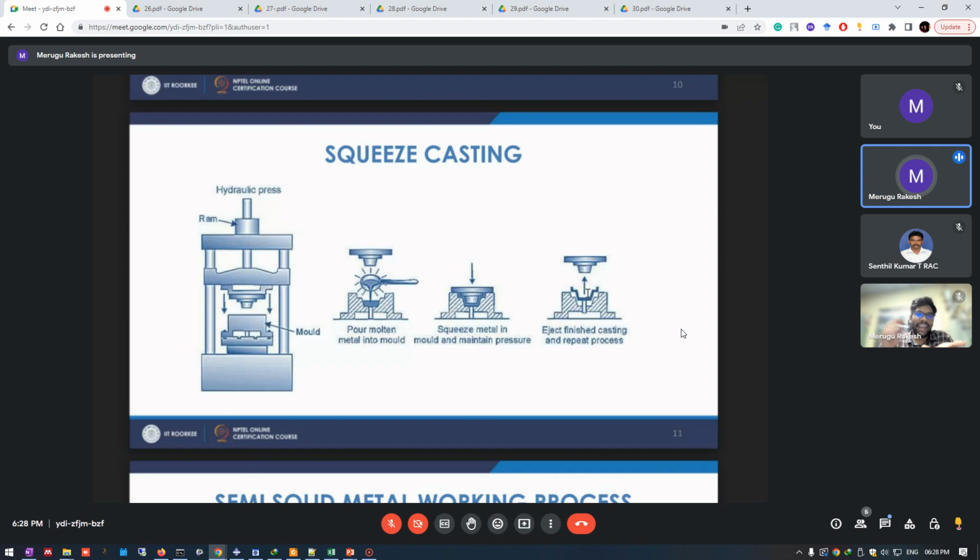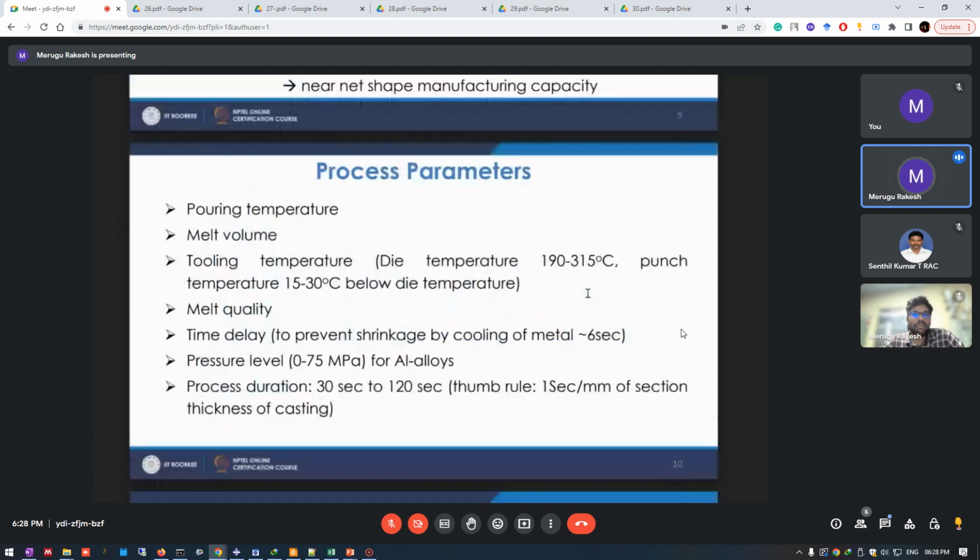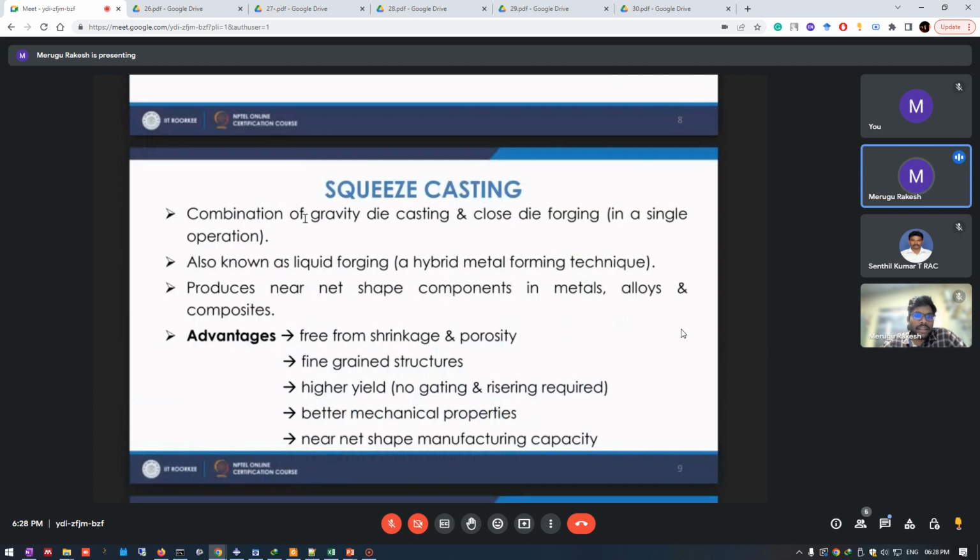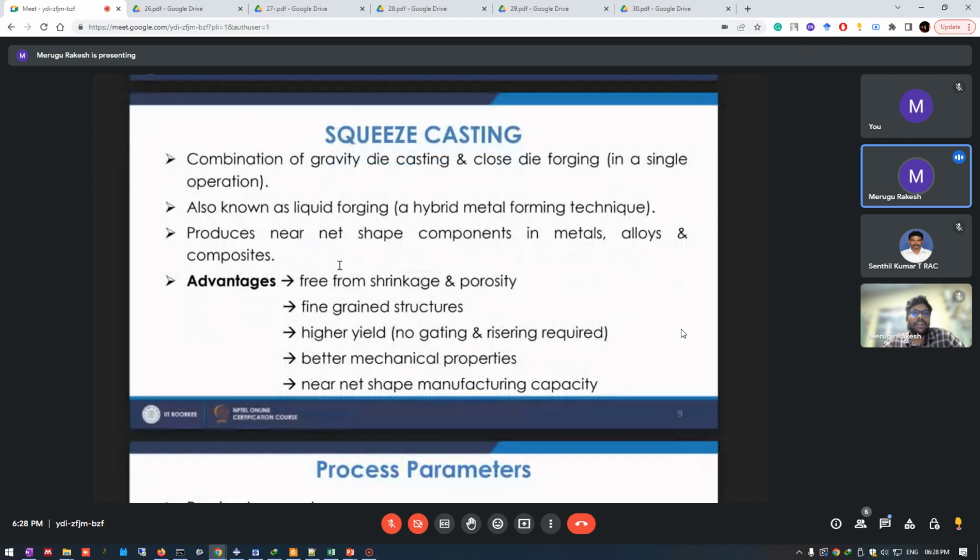So we are using two methods here. One is die casting, then we are using forging. So that is how it comes. It is a die casting and closed die forging. So these are the different advantages of this.